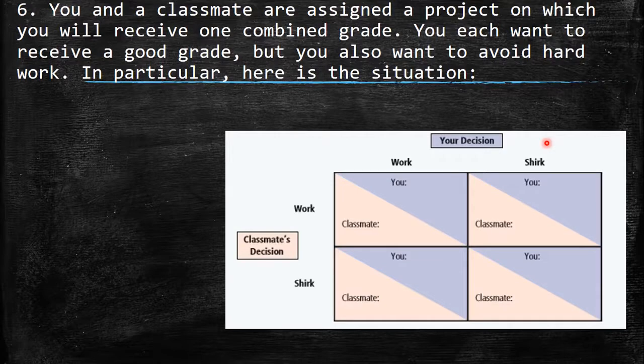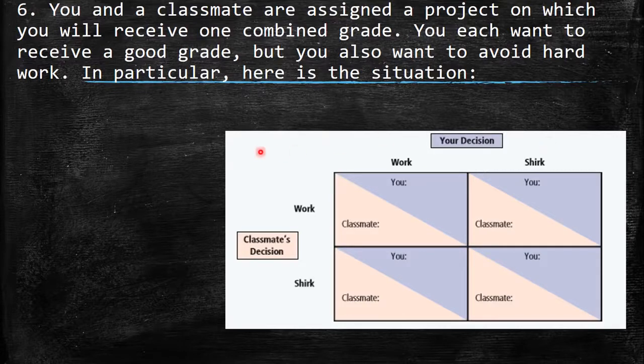combined grade. So it means that it will depend on the work that you are going to do with your partner, right? It's not an individual grade. So you each want to receive a good grade. So that's what you want to achieve. But you also want to avoid hard work. Okay, everybody is lazy, right? So in particular, here is the situation.